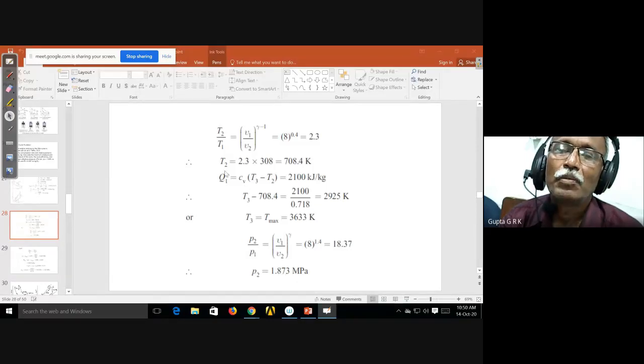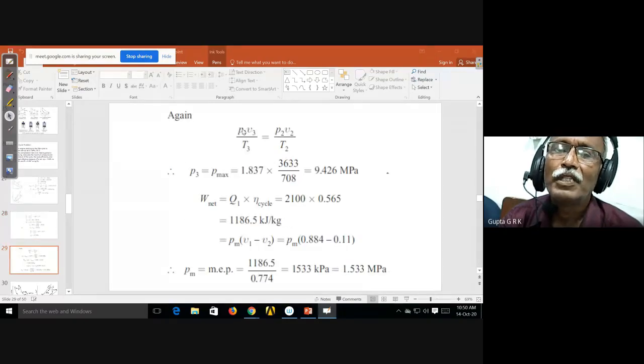So T3 is obtained from the heat input. Q1 is equal to CV into T3 minus T2, so I get T3, which is the maximum temperature. And then P3 V3 by T3 is P2 V2 by T2. V2 is equal to V3, it's constant volume. So as I told, for constant volume, P3 by T3 is P2 by T2. And I already calculated T3, so I can calculate P3, which is the maximum pressure.